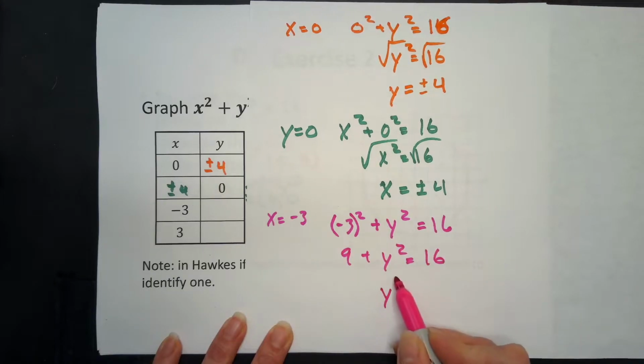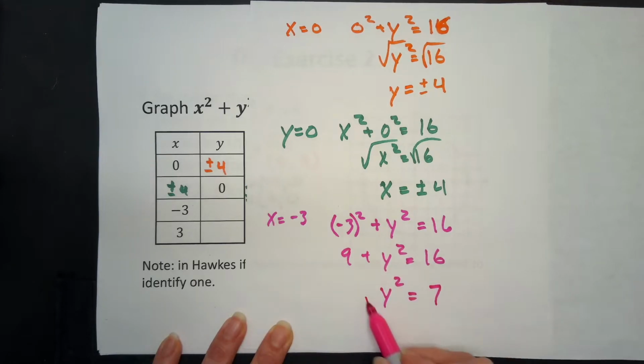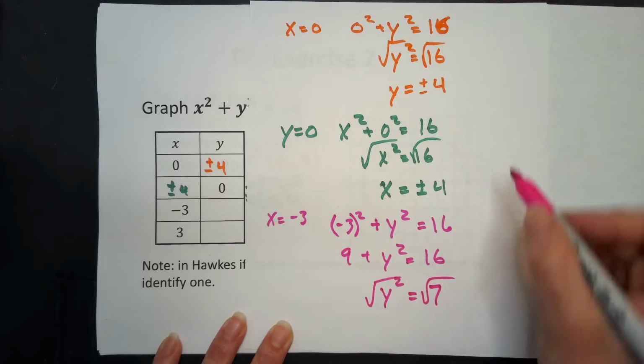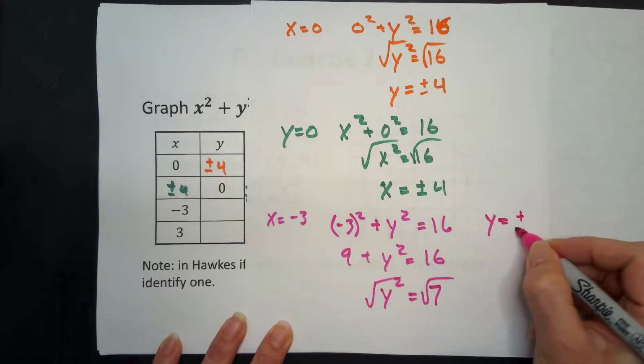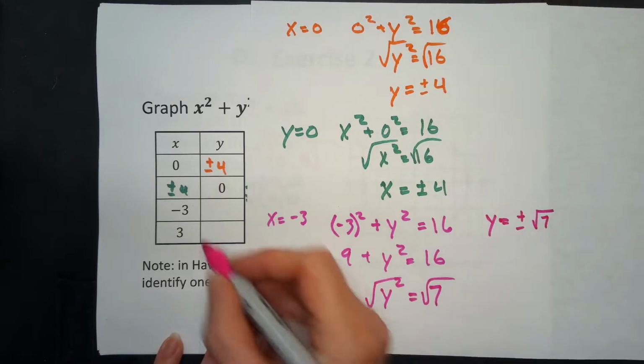9 plus y squared equals 16. So that means y squared, I subtract 9 from both sides, and that's going to give me what? 7. I take the square root of both sides, and that's going to give me y equals plus or minus the square root of 7. The square root of 7 is a fine number.